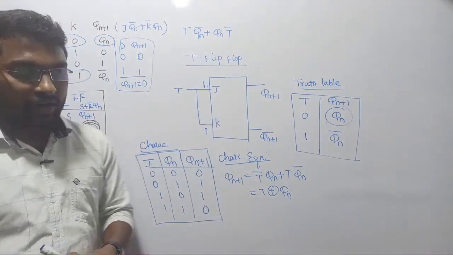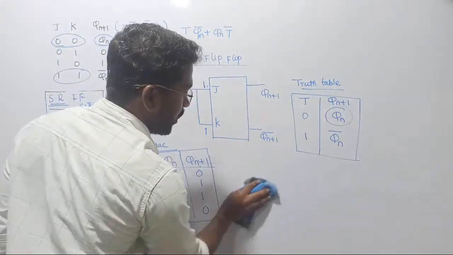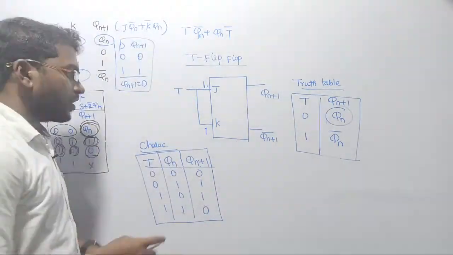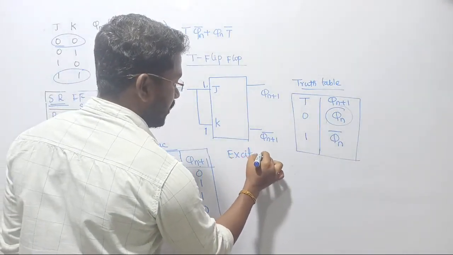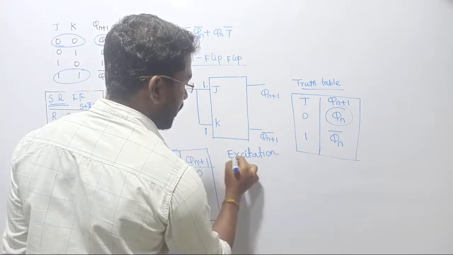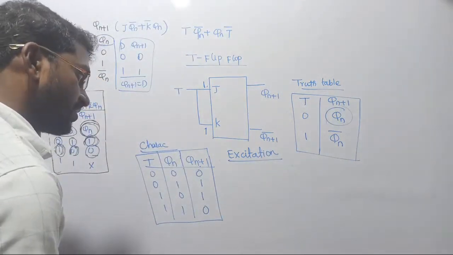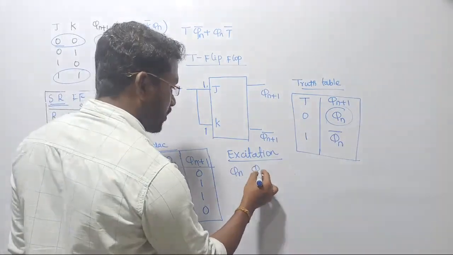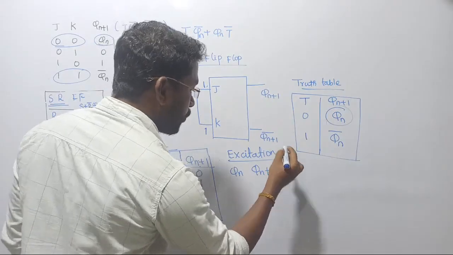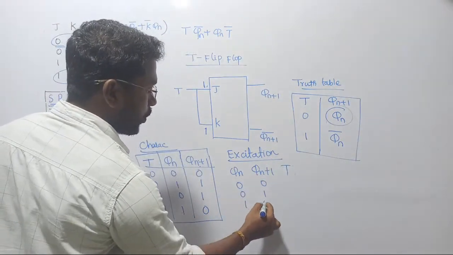Right? So immediately after writing the characteristic equation, our next target is we have to write the excitation table. So let me write the excitation table also. In order to design the excitation table, we consider the past output and present output in order to write the input of the system, such that we have to consider four possibilities: 0 0, 0 1, 1 0, 1 1.